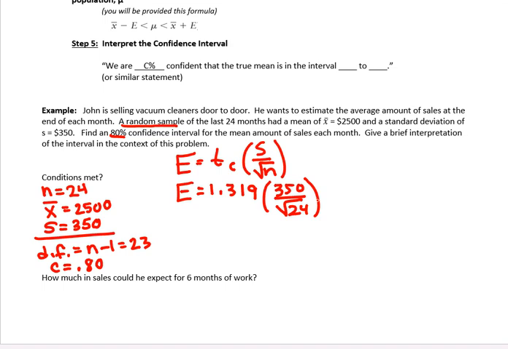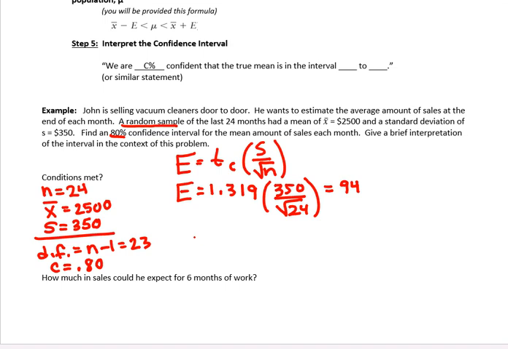Okay. And I am going to go ahead and round this. Since we're talking about dollars, the whole dollars there, I'm just going to round it to 94. So my X bar is 2,500. I'm going to make this rounded to 94.